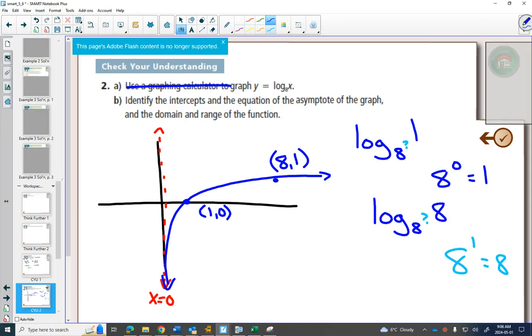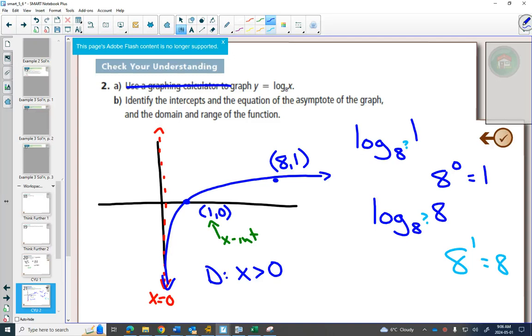Now, first of all, in B, identify the intercept. So here is, I'll just point it out. There's our x-intercept, (1, 0). There is no y-intercept. Our only asymptote is at x equals 0. And this question is asking us also to find the domain.